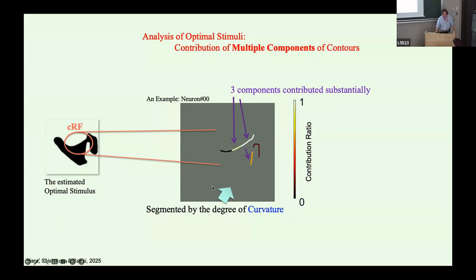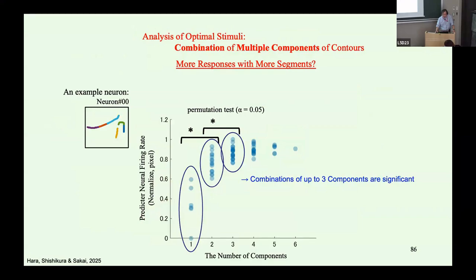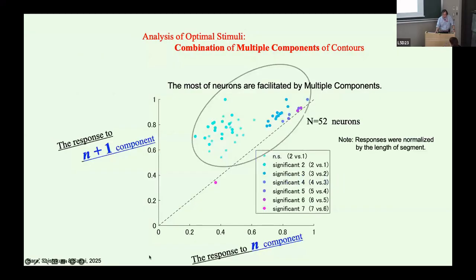And in this example neuron, we see that at least 3 components contributed substantially. So how about other neurons? And this shows other example neurons. Those marked in red were responsive to multiple components. So many neurons showed the contribution of multiple components. And next, we examine this quantitatively. So this slide shows an example neuron whose response increases as the number of components increases. So how about the population?